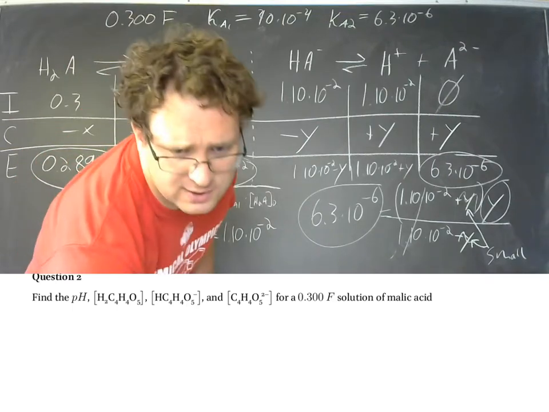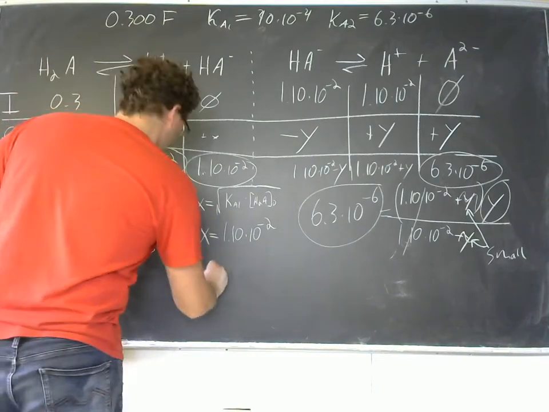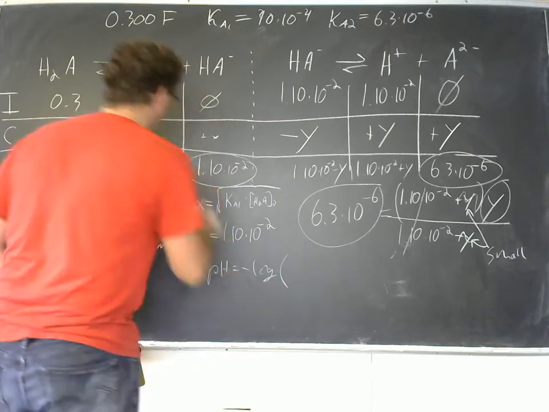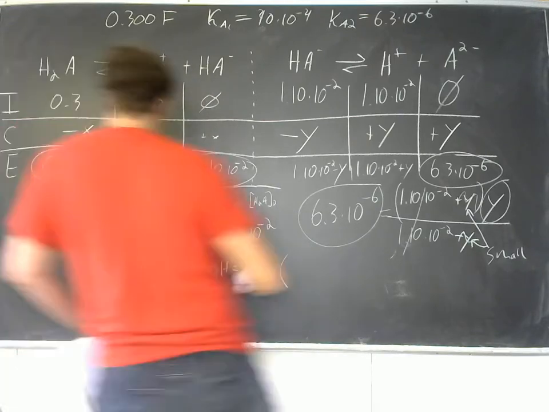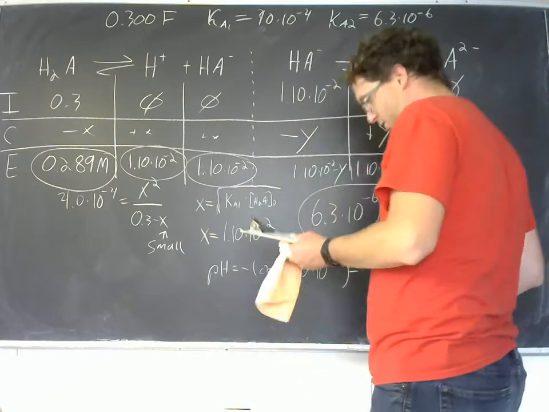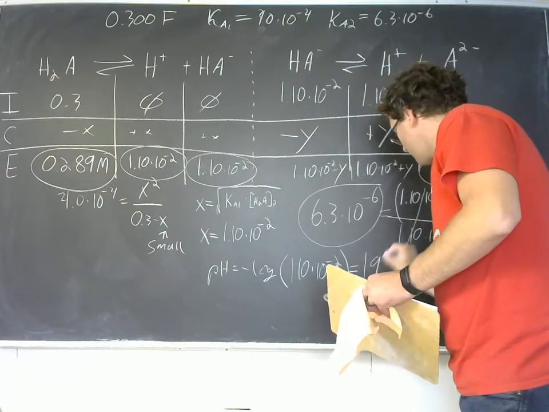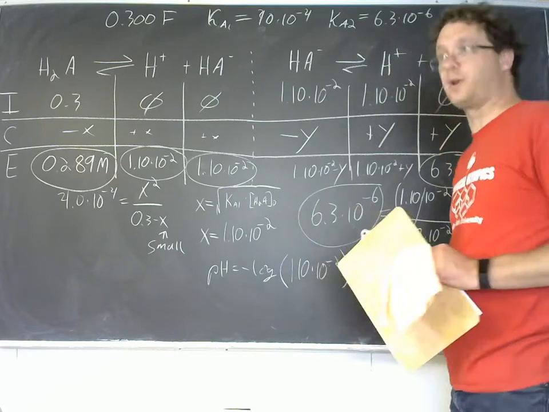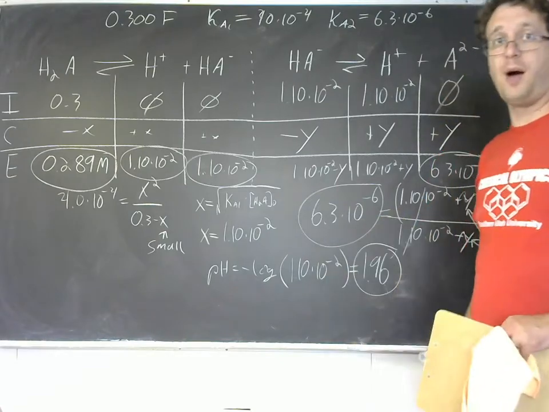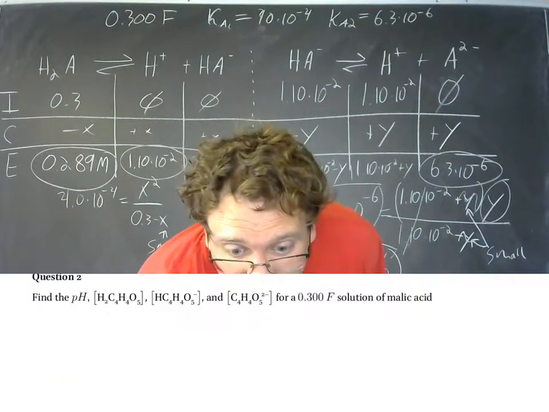And that leaves us just one last question: what is the pH? And so we'll just say pH is equal to the negative log of our H plus concentration, 1.10 times 10 to the negative second. And this should be 1.96. 1.959 is what I got. That rounds up to 1.96. That is the pH. And this problem is done. Okay, one more.